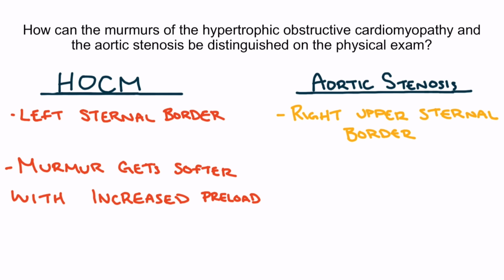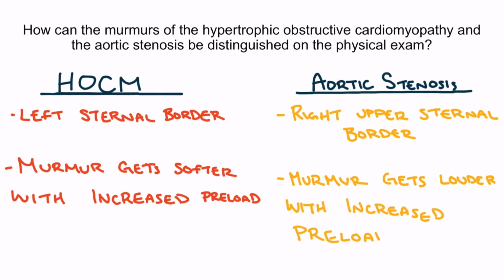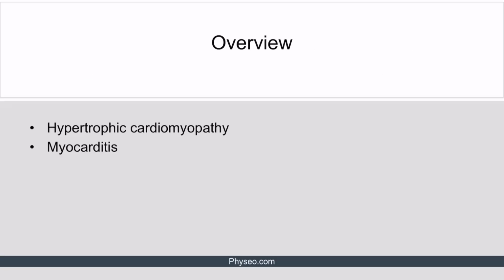In contrast, the murmur of aortic stenosis gets louder with the physical maneuvers that increase the preload. This is because the increased left ventricular end-diastolic volume creates more turbulence at the aortic valve. Let's wrap up this lecture by discussing myocarditis.